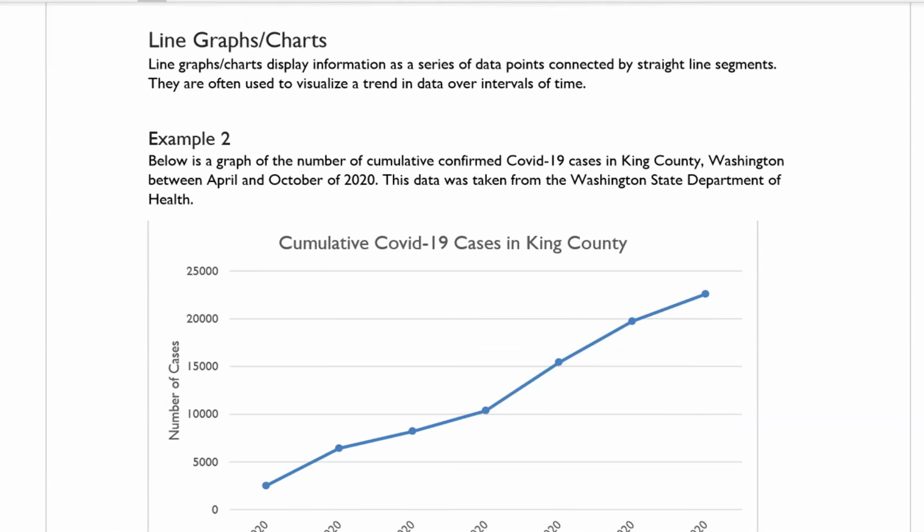The next type of visualization that we want to talk about are line graphs and line charts, which are synonymous. Line graphs or line charts display information as a series of data points connected by straight line segments. They are often used to visualize a trend in data over intervals of time. Example 2 says, below is a graph of the number of cumulative confirmed COVID-19 cases in King County, Washington, between April and October of 2020. This data was taken from the Washington State Department of Health.